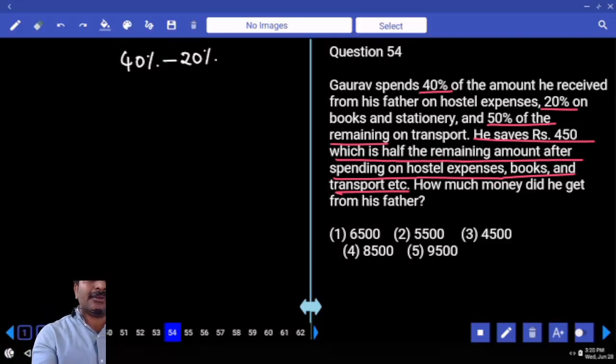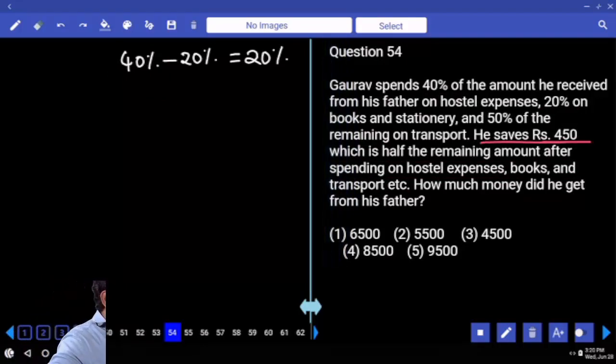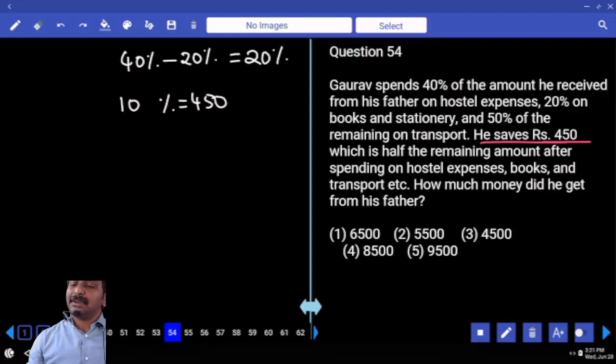And 50% of that number, which is 20%, is spent on transport. How much is left over? 20%. Now they are saying 450 is savings, which is half of 20%, right? That means 10% is equal to 450. How much money did he get from his father? That is 100%, 4,500.